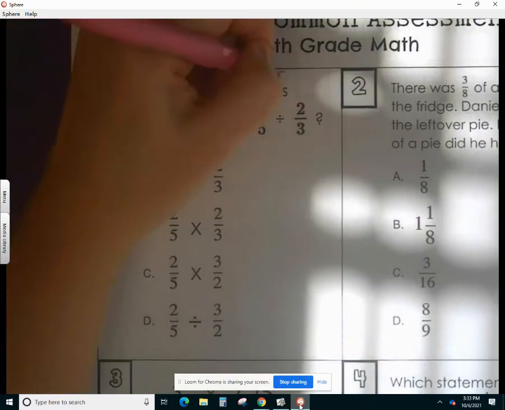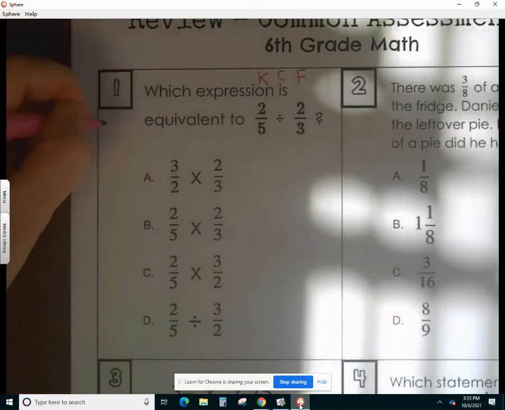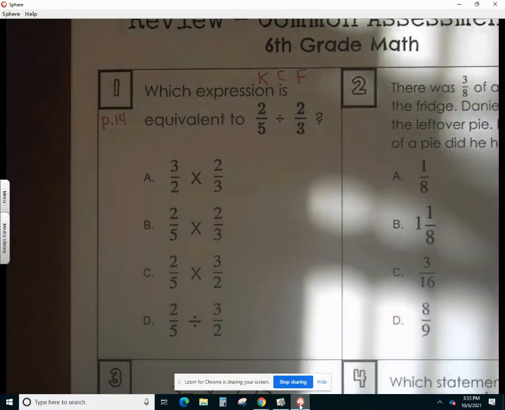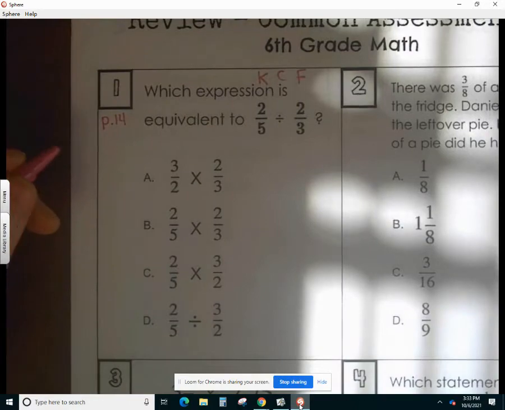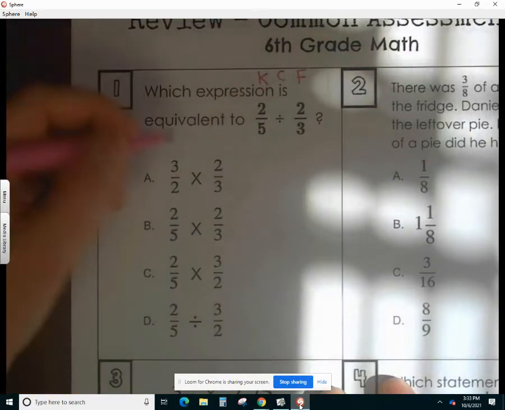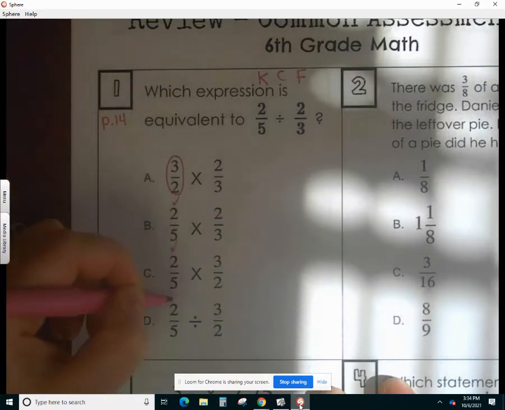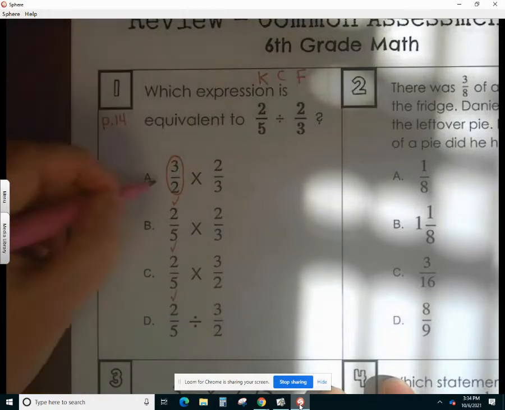Keep, change, flip. This is on page 14 in your notebook. And we're supposed to keep the first fraction the same. So this is not the same. This is the same. So is this. So is this. So I can get rid of A.